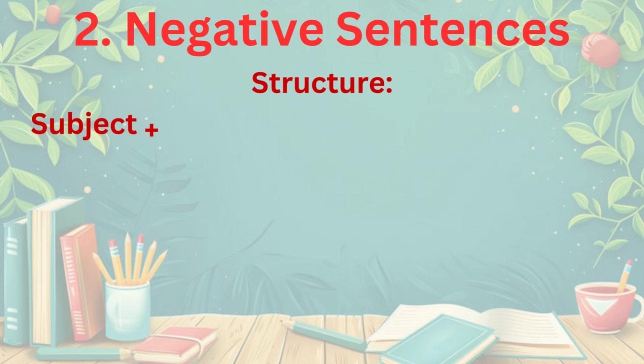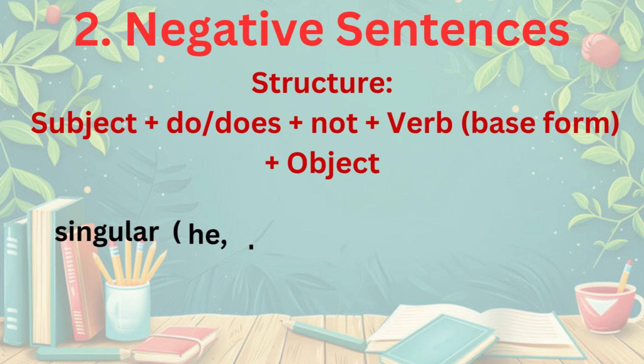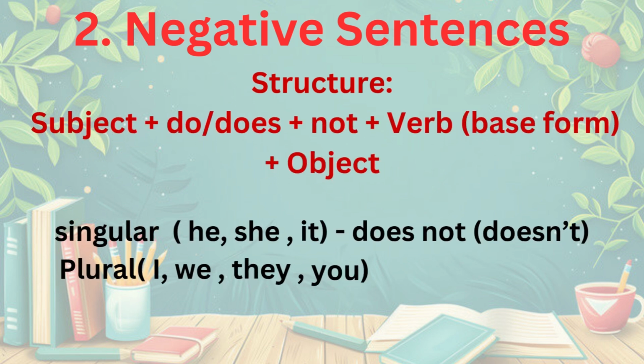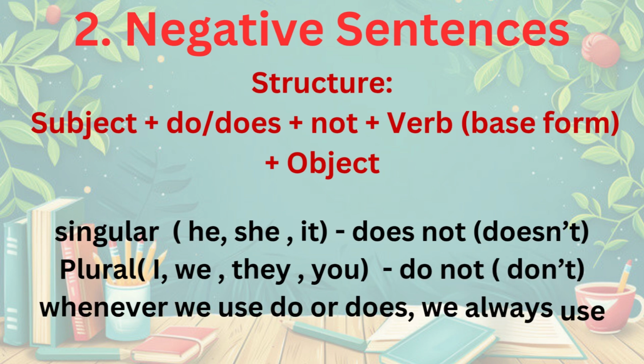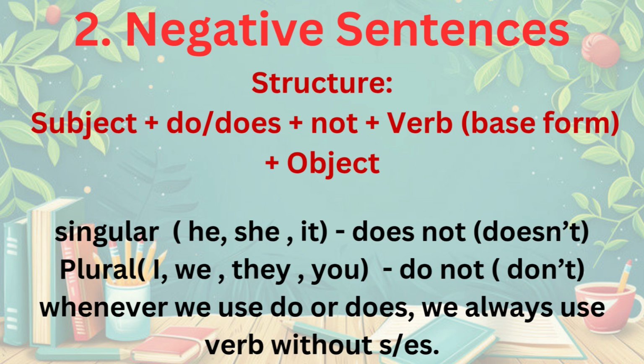Second form of sentence is negative sentence. Let's see the structure to make any sentence negative. Firstly, we write subject and then according to the subject we add do or does, then add not, then add verb base form, and at last add object. Just remember, with singular subject we use does not. With plural subject we use do not. Whenever we use do or does, we always use the verb base form without adding s or es.